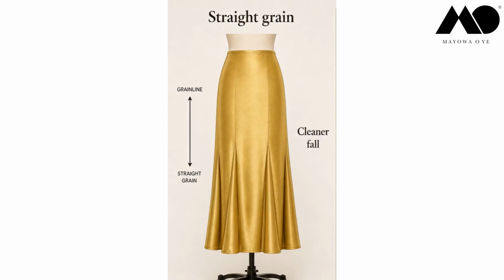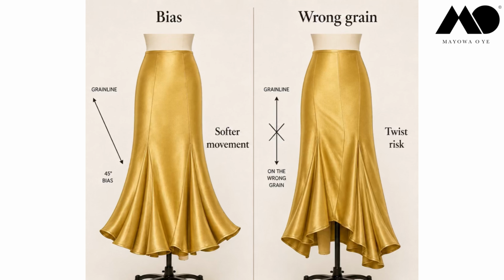Let's look at one more example: a skirt panel or part of a dress that needs movement, like a skirt or dress with inserted godets. If you cut that panel on the straight grain, it may fall in a cleaner, more controlled way, although it might be a little stiff. If you cut it on the bias, however, you may get more softness, more swing, and more movement, and that can be beautiful. But it also means the fabric may drop more over time, which may cause an uneven hem.